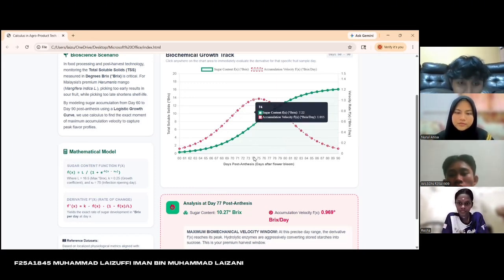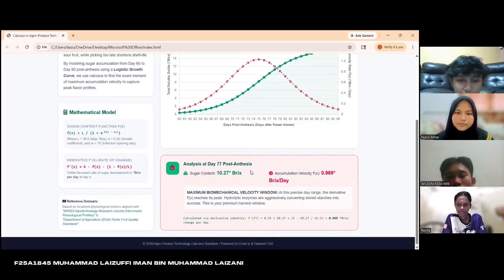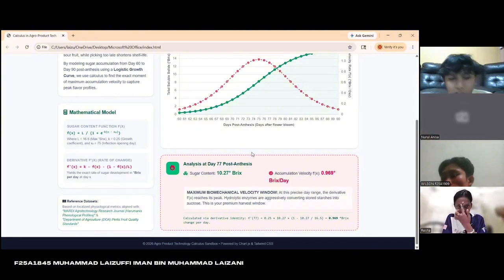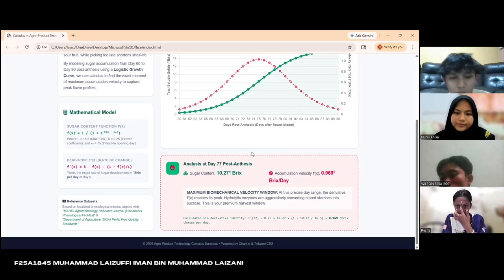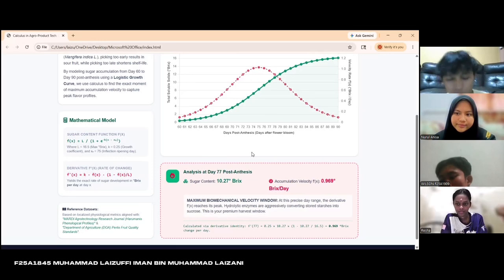Lastly, this project demonstrates how a logistic function and its derivatives can model sugar accumulation in Harumanis mangoes. Through calculus, we can identify when the fruit is developing sweetness most rapidly, helping improve agricultural planning and improving fruit quality.